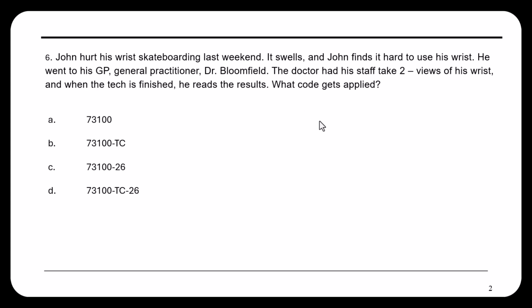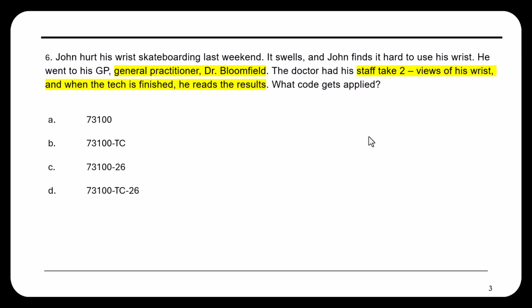So first off, let's look at the keywords. We have general practitioner, Dr. Bloomfield. His staff takes 2 views of the wrist, so he's using his own equipment. And when the tech is finished, the doctor reads the results. So I need to know what TC and 26 mean. Now you can look in the front of your CPT book and you'll see some modifiers there, or you can go back to the appendices. I believe it's the first one for the modifiers, but you'll have to look to know for certain.